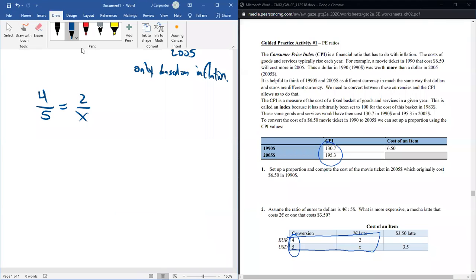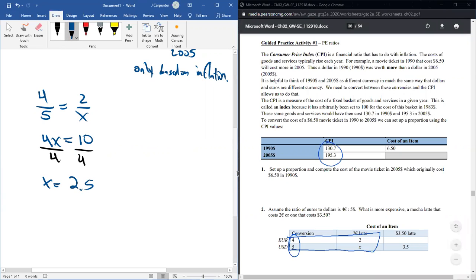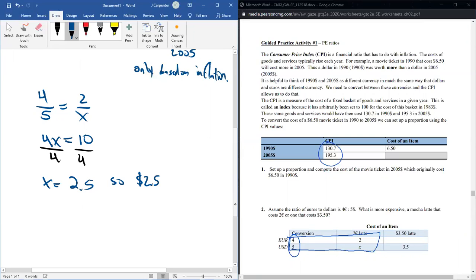Cross multiply, we'll get 4x is equal to 5 times 2, which is 10. I'm not going to write the 5 times 2 because that's pretty easy. You're going to divide both sides by 4 to solve for x, and that tells you that x is equal to 2.5. Now x was right here, and that's in the American dollar. So it's $2.50.